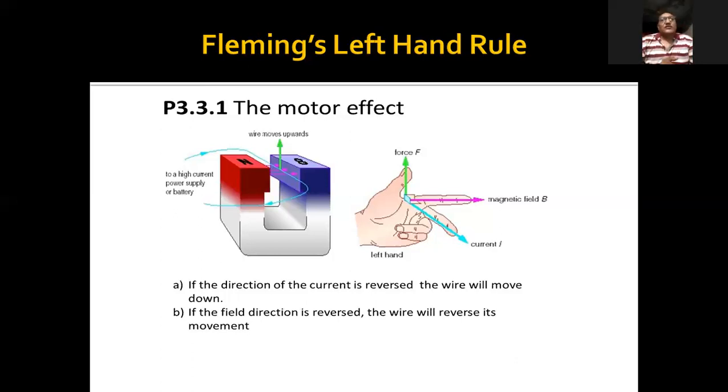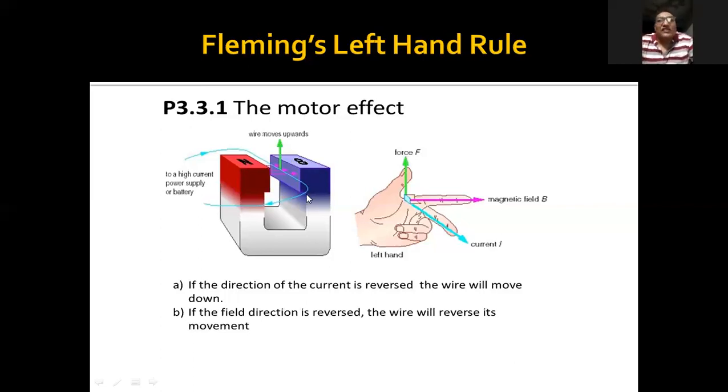Another thing you can do, for example, if the current is flowing towards me in this coil, and here you have the north pole, here you have the south pole, the direction of the force is upward. Now don't change the direction of the current. Keep the current coming towards me. But now change the polarity of the horseshoe magnet. When I say change the polarity, I mean change the north and the south of the magnet. Then the direction of the magnetic field will change.